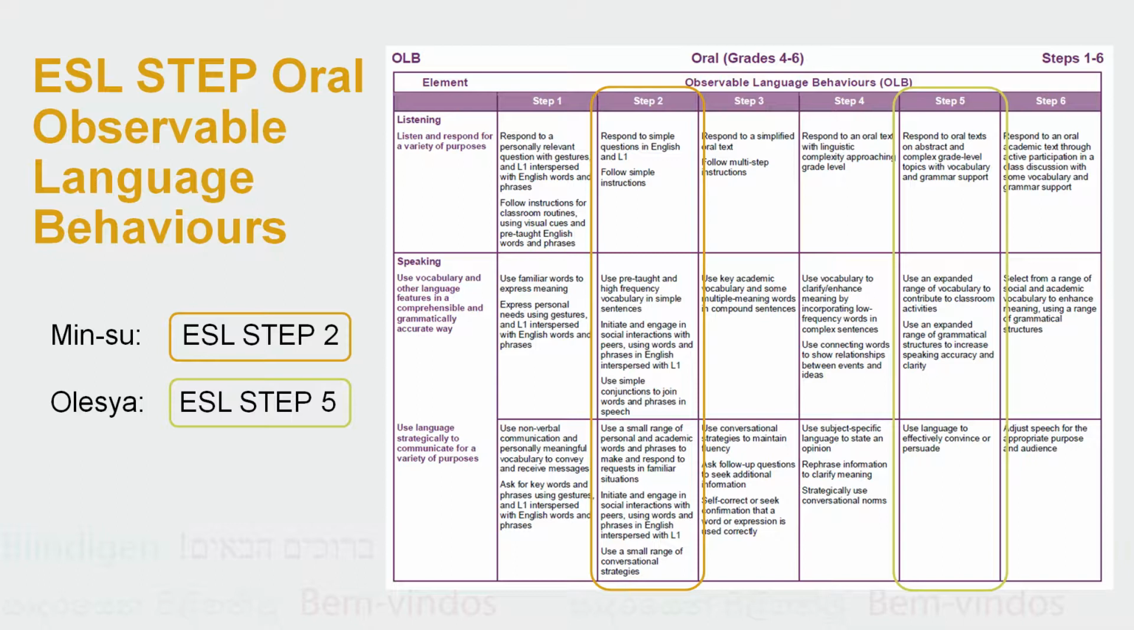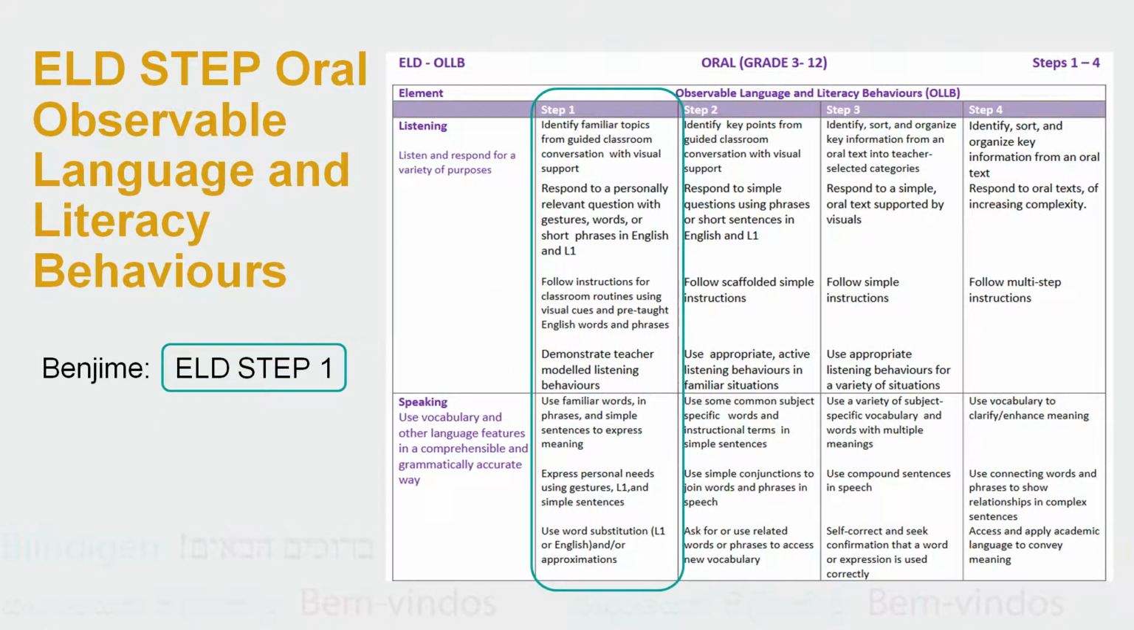The chart on this slide shows where Minsu and Olesa are on the ESL step continua for oral language proficiency. Teachers can use this information to individualize their programming and assessment practice to best meet the needs of these students. The chart on this slide shows where Benjamin is on the ELD step continua. The OLLB describes the English proficiency and literacy of ELLs who have limited schooling and gaps in their education. These students require an ELD program.